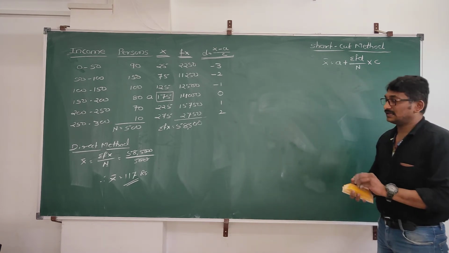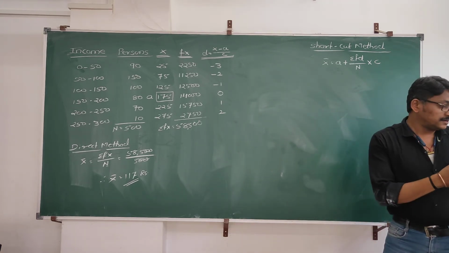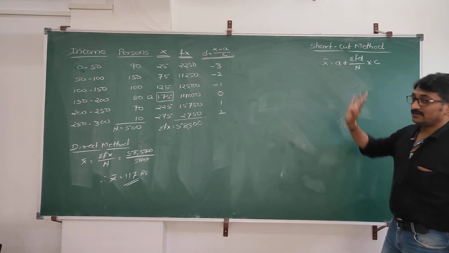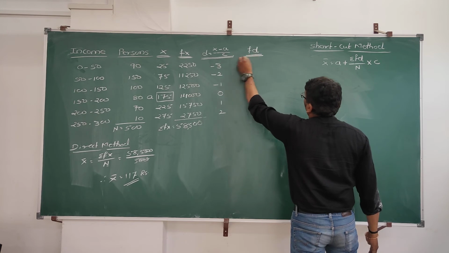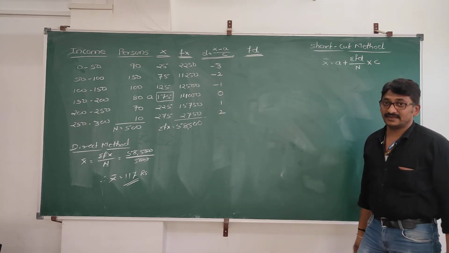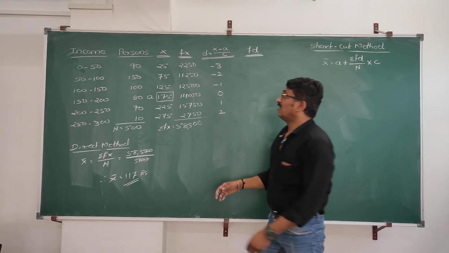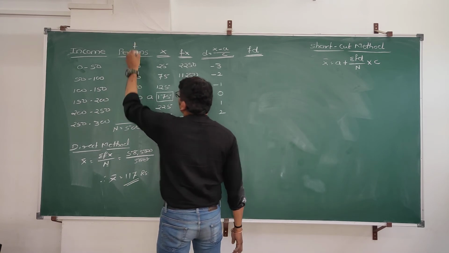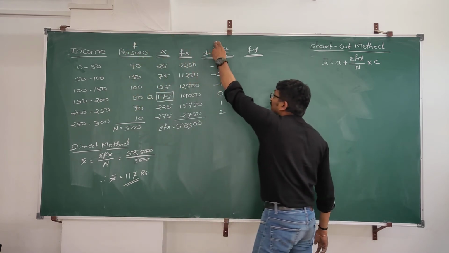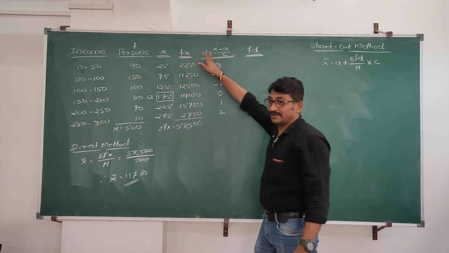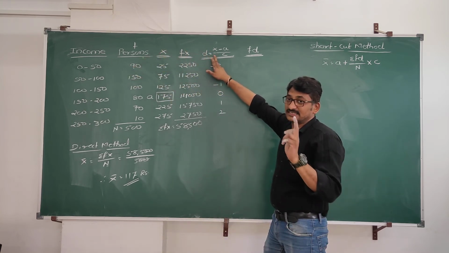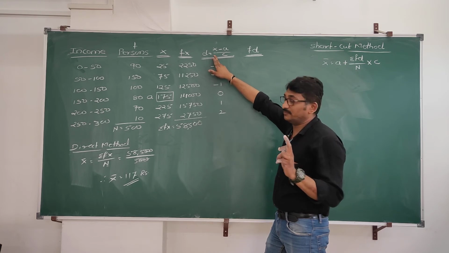Clear this? Okay. Now that you know this d column, we have to calculate FD. FD is nothing but frequency values multiplied by d values. Here the sign is important. Sign is most important.